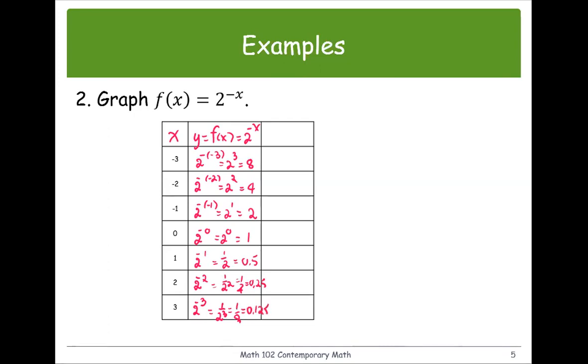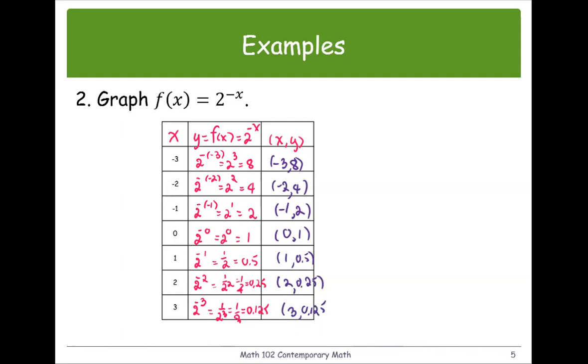And the next column here would be the column for the ordered pair x comma y, because if we have the list of the ordered pairs, we're going to use the list of the ordered pairs and plot them on the xy plane and connect all the dots to form the graph of the given function. The ordered pair for the first one is of the form negative 3, comma 8, x first, y later, okay? And then negative 2, 4, negative 1, 2, 0, 1, 1, 0.5, 2, 0.25. And the last one is 3, comma 0.125.